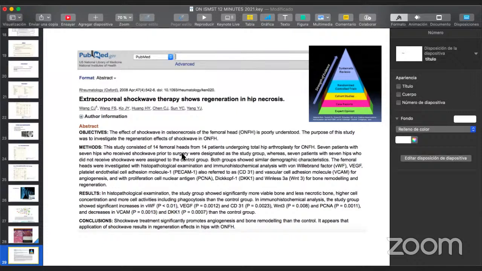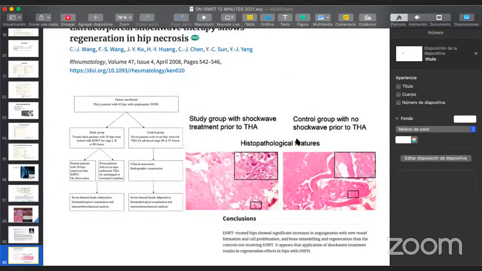This article was performed on 14 femoral heads. Seven of these patients received shockwaves prior to surgery, and in the control group, 7 patients didn't receive any treatment before they performed total hip replacement. This article shows histopathological features of hip regeneration, bone regeneration, in this kind of patients after hip replacement.